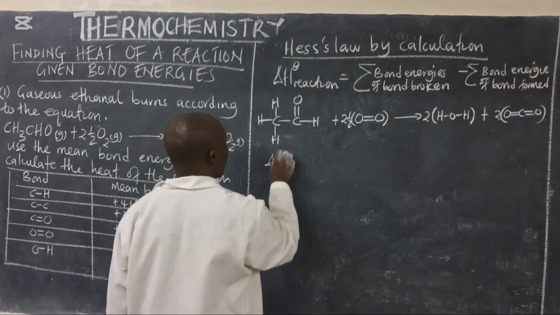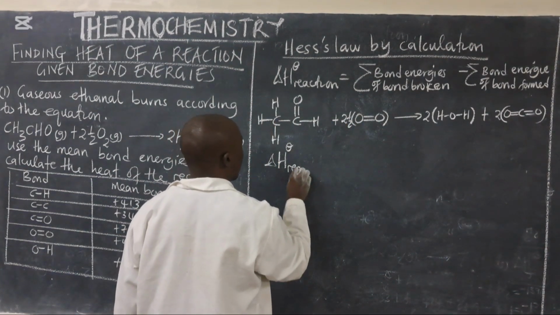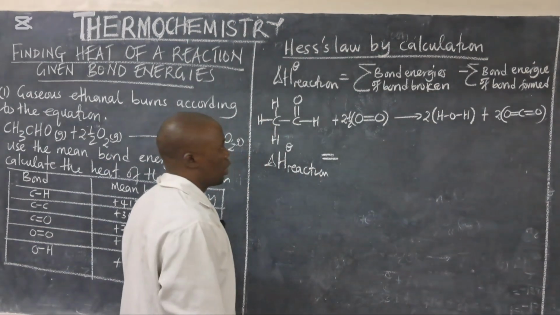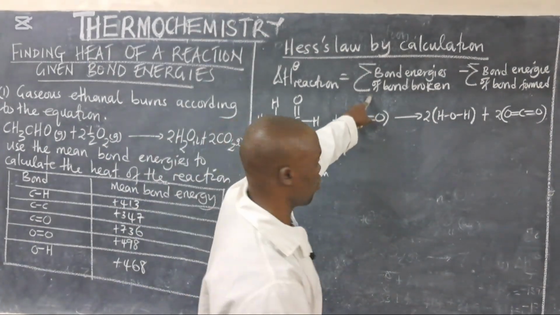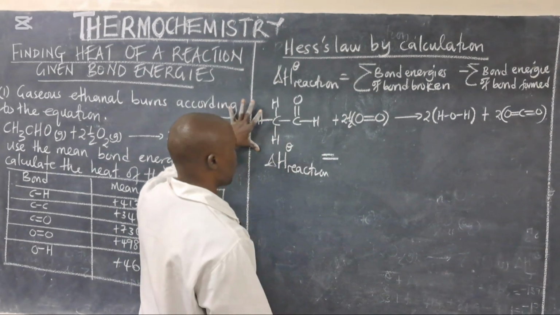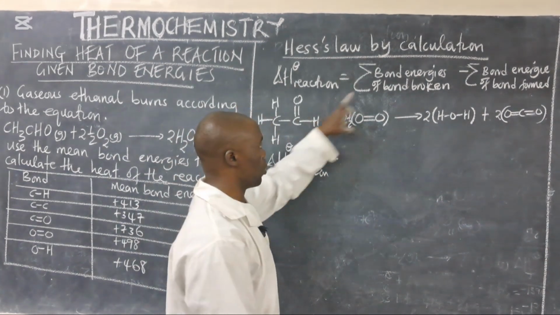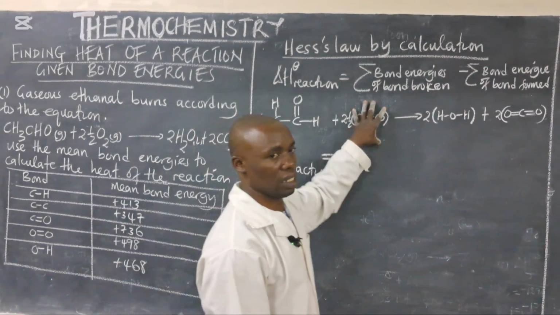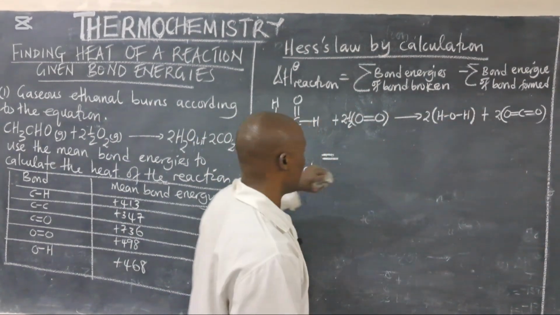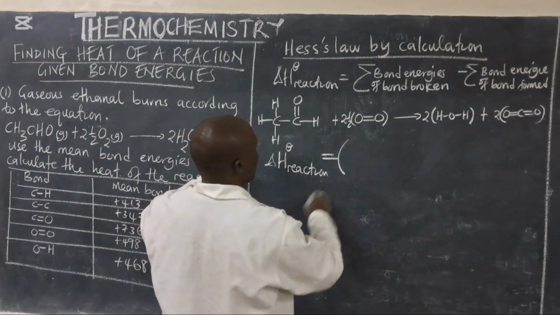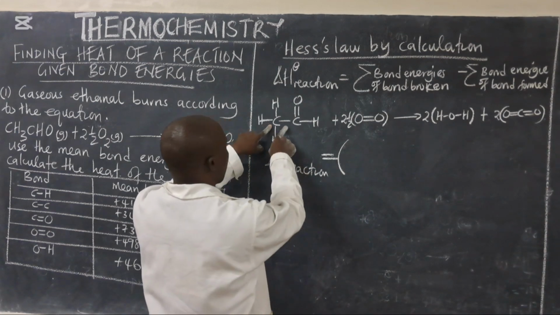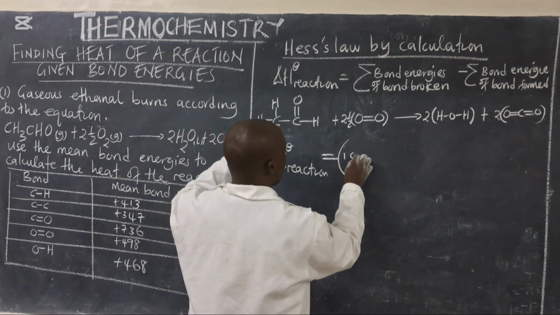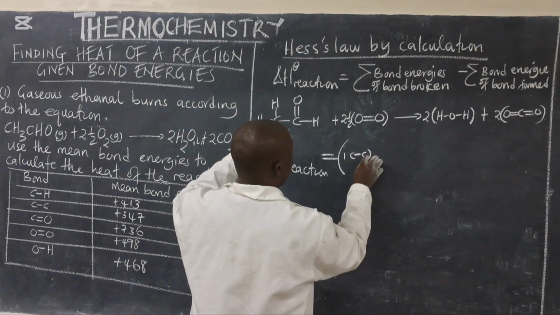So heat of this reaction will equal to summation of bond enthalpies of bonds broken. So we calculate the sum of bond energies in the reactants minus the sum of bond energies in the products. So I can look into my reactants this side. I have carbon to carbon bonds. I have only one. So I have one C to C bond, carbon to carbon bond.